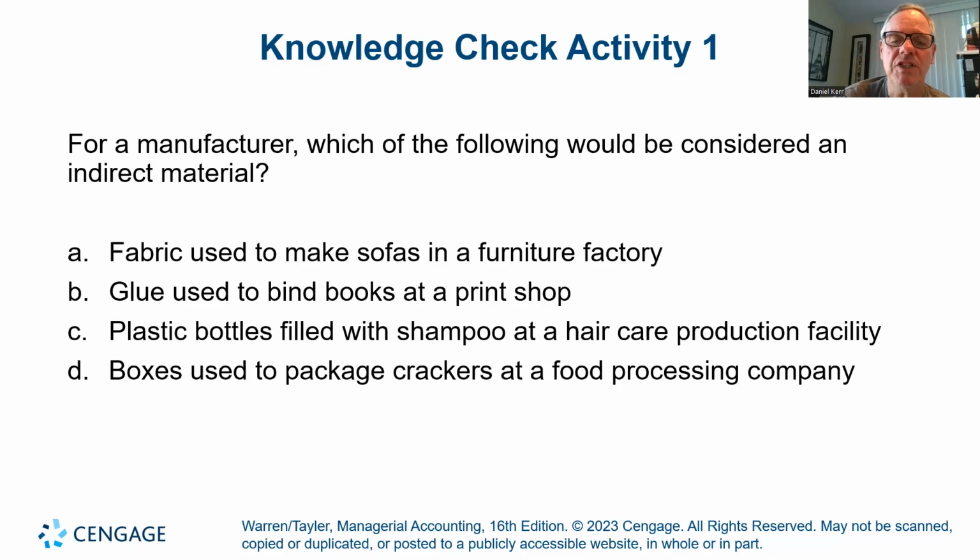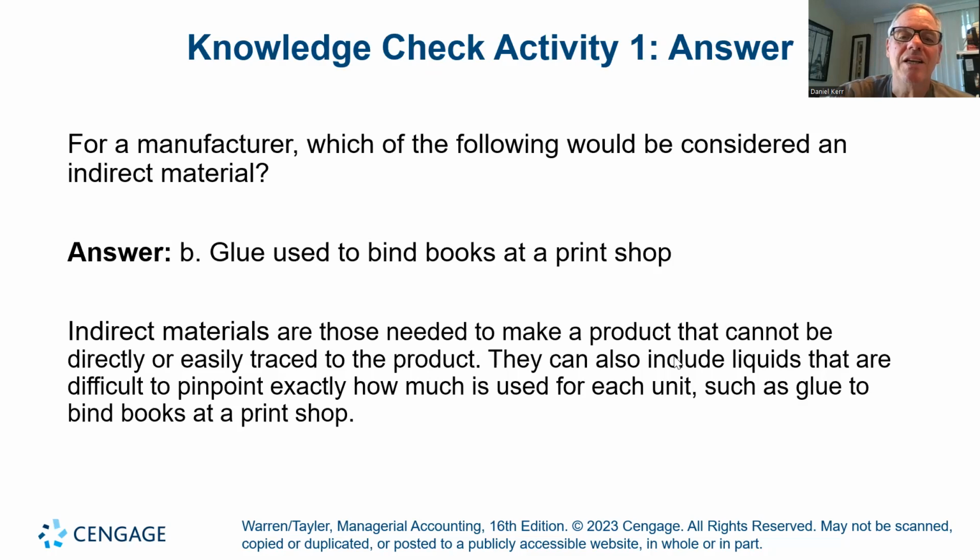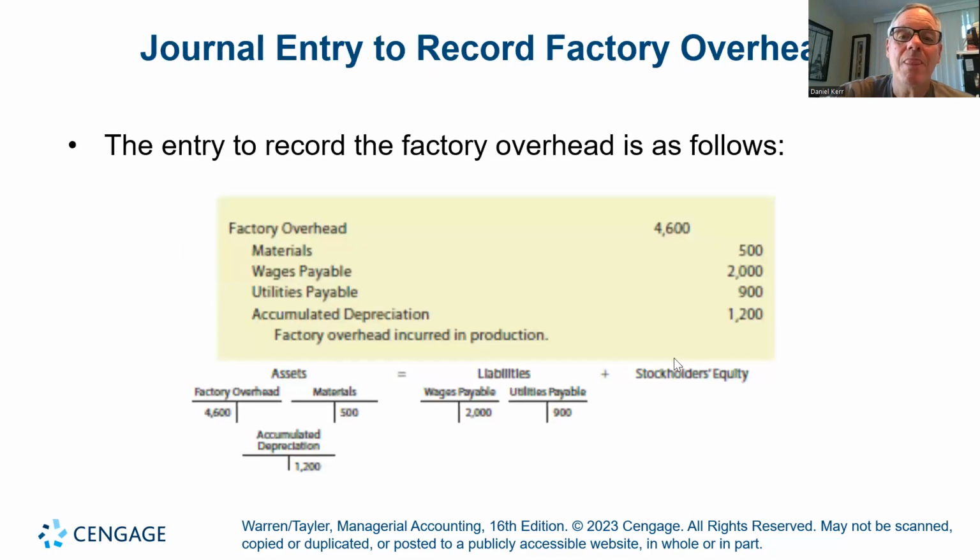Plastic bottles filled with shampoo, it's probably easy. When you look at a bottle of shampoo, probably be pretty easy to see the number of bottles that were put into that particular batch. And boxes used to package crackers, well, that's pretty simple to trace those to individual batches. So the one that probably sounds like it is indirect would be the glue. And I am correct. I have official corroboration there.